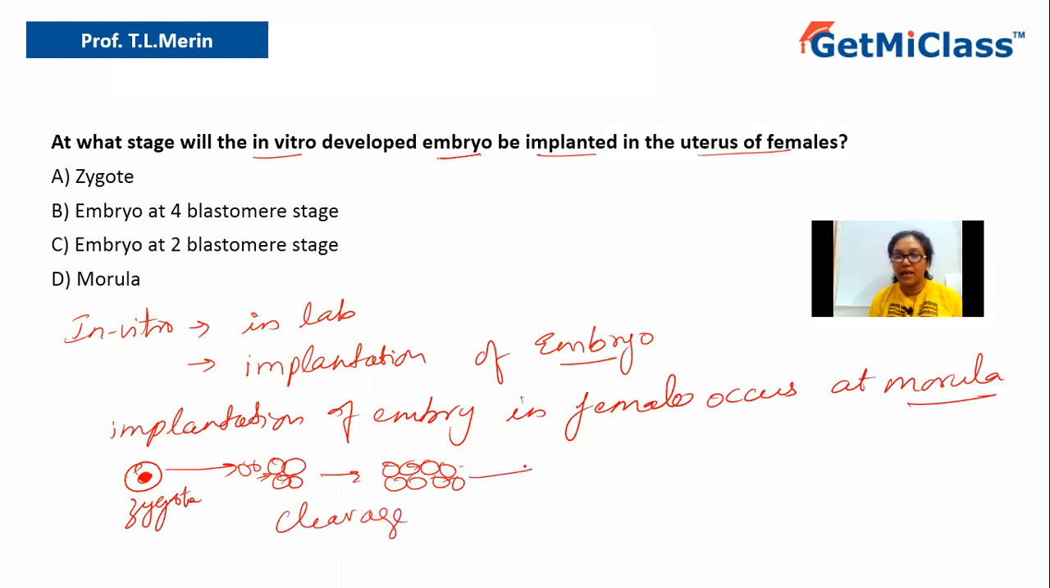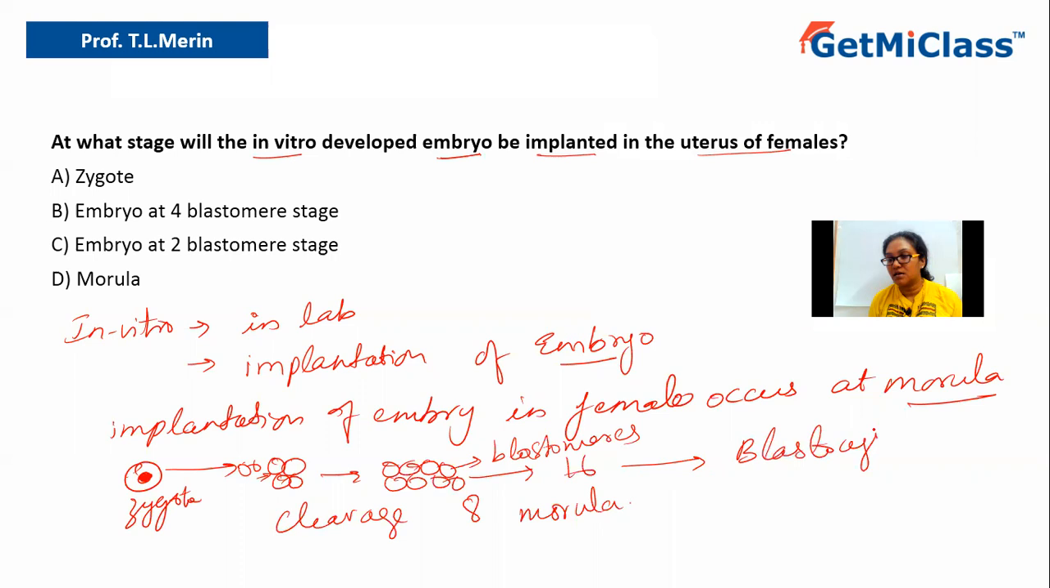From 8 to 16 cells, each individual unit or individual cell is called a blastomere. Up to 16 cells or 16 blastomeres, it is called the morula stage. So at morula stage, that will be implanted in the uterus. Further it will develop into blastocyst, and then it will continue the development. So at morula stage, it will be implanted in the uterus.